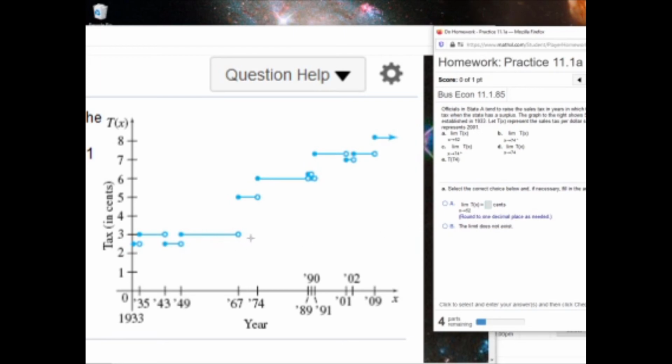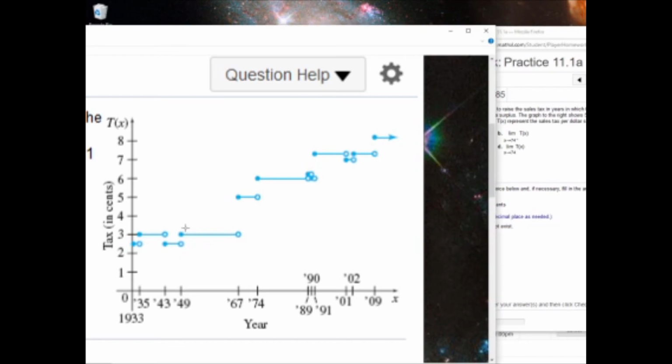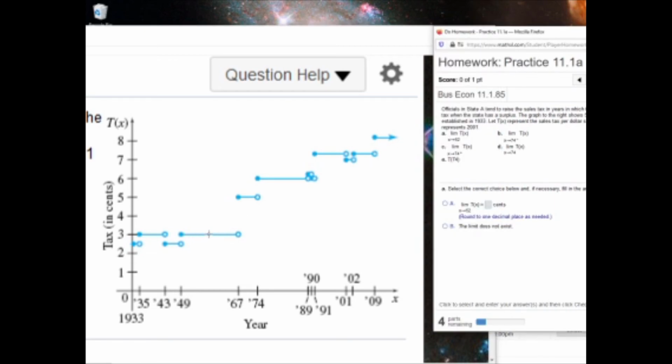And let's look where 52 is. So 52 is going to be right here, obviously between 49 and 67. So it's right on this line here. And it's going to be somewhere in here. Either way, when you're on a line, the limit will always exist on a line. So we have a straight line here. The limit will always exist on a line. And this line is at a height of 3. And that's the limit.